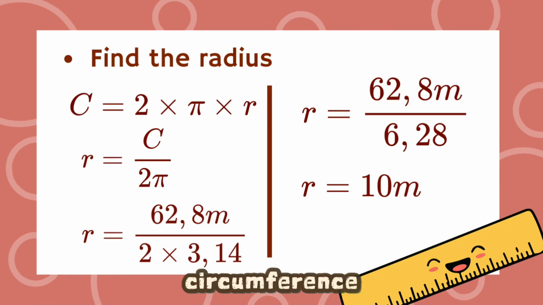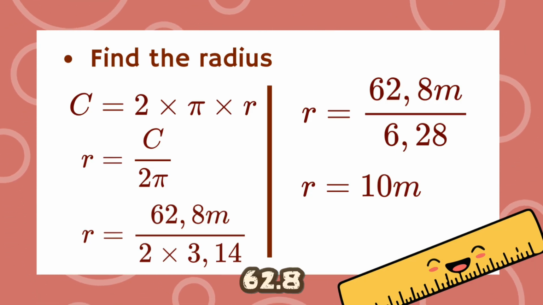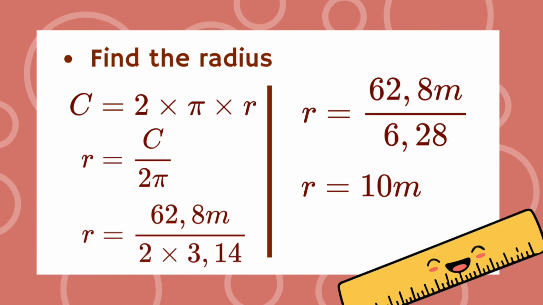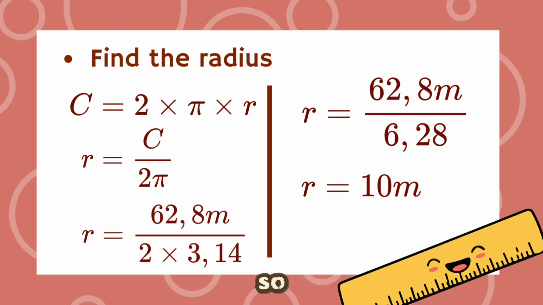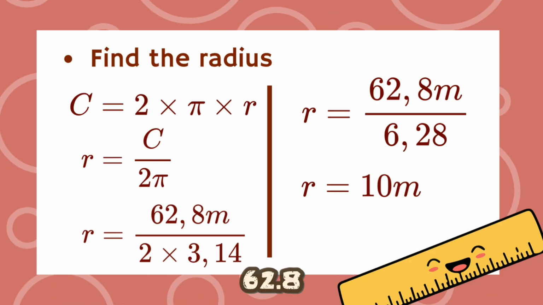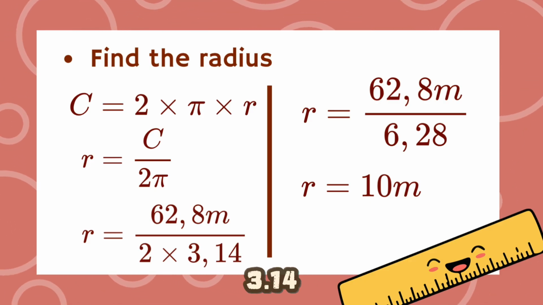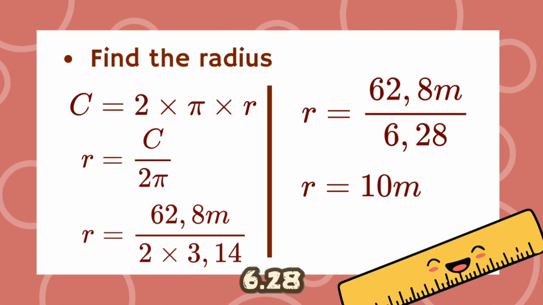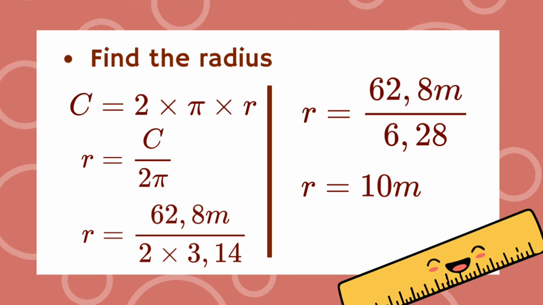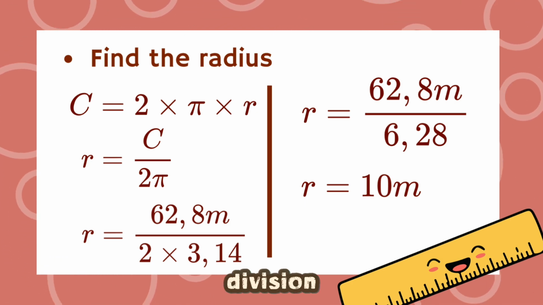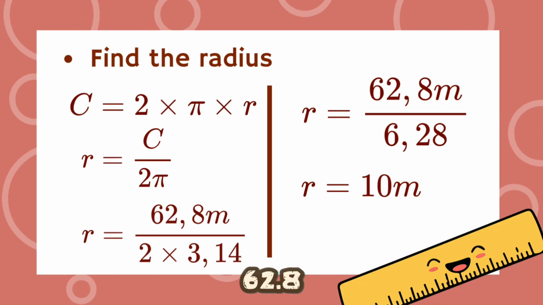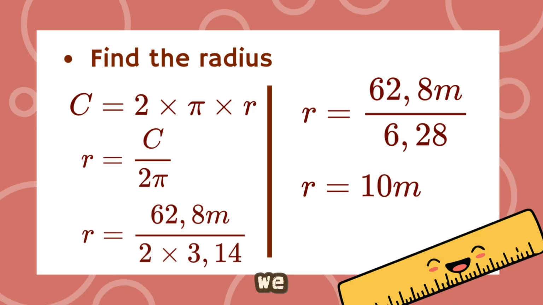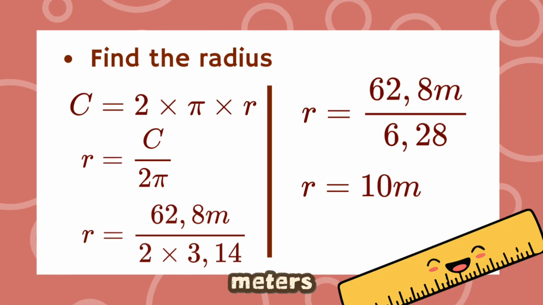Therefore, the radius equals the circumference divided by 2 times pi. We know that the circumference is 62.8 meters and the value of pi is 3.14. We substitute these values, so the radius equals 62.8 divided by 2 times 3.14. Then 2 times 3.14 is 6.28. Now we do the division. The radius equals 62.8 meters divided by 6.28. We will get the radius is 10 meters.